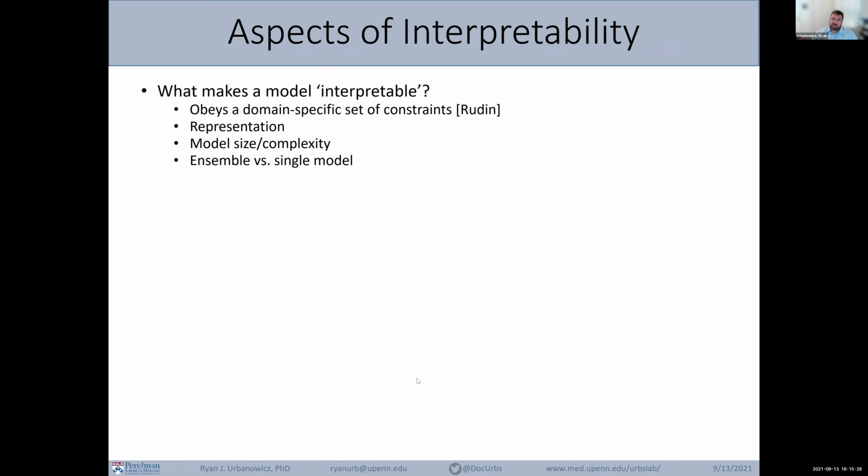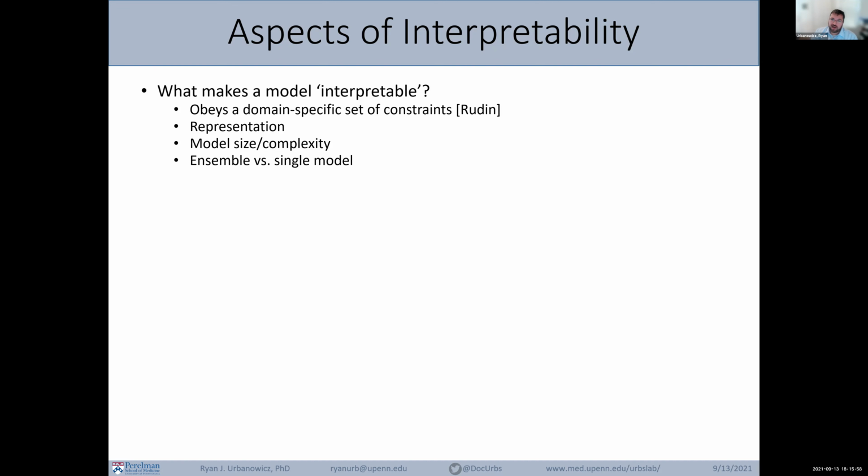So let me talk about some aspects of interpretability. In other words, what makes a model interpretable. Rudin also says that in this case, you'd have a model that obeys a domain-specific set of constraints. You also have just the representation that's being used, right? A decision tree, a tree format, is much simpler to understand than a network of input and output values. The model size and complexity, right, in itself can make a model more or less interpretable.